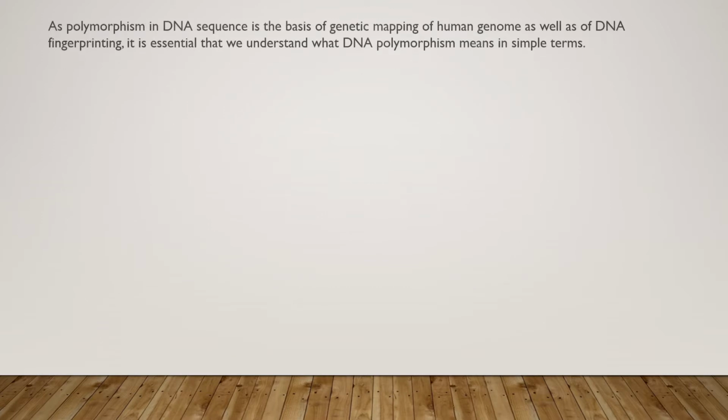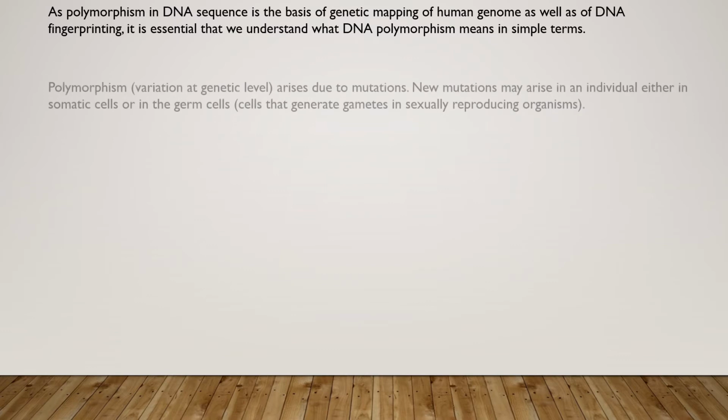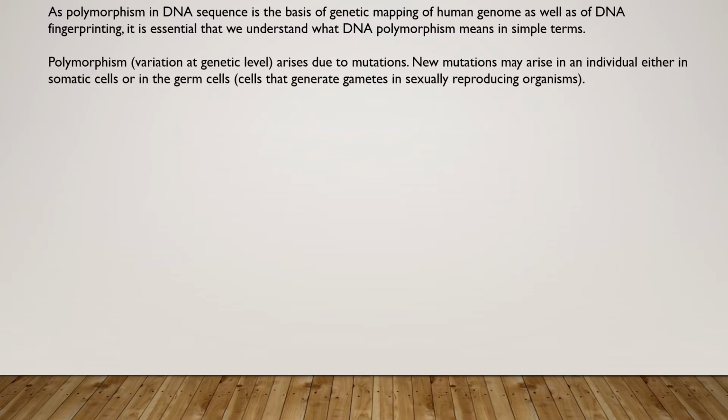As polymorphism in DNA sequence is the basis of genetic mapping of human genome as well as of DNA fingerprinting, it is essential that we understand what DNA polymorphism means in simple terms. Polymorphism is the variation at genetic level which arises due to mutations. New mutations may arise in an individual either in somatic cells or in the germ cells.